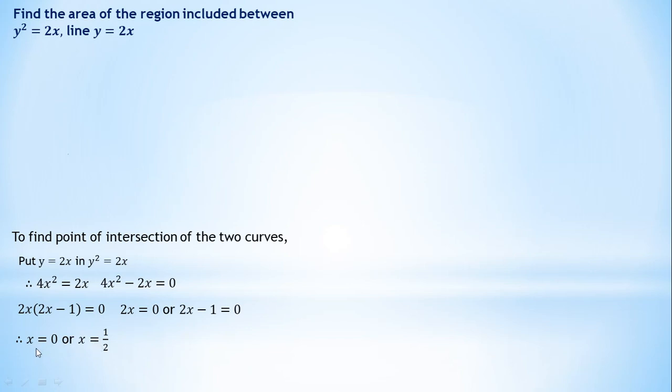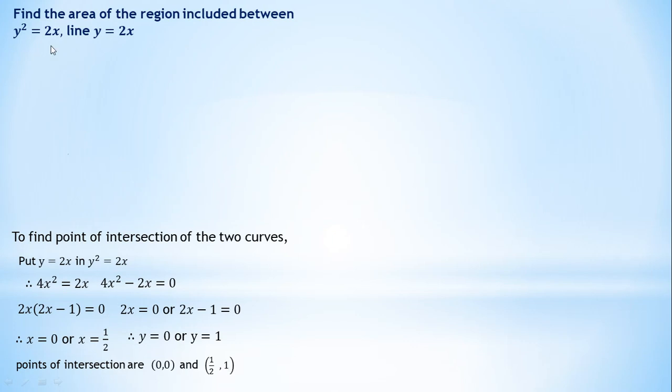If you put x is equal to 0 in any one of these equations, we get y is equal to 0. Similarly, if we put x is equal to 1 by 2, we get y is equal to 1. So when x is equal to 0, y is also 0, and when x is equal to 1 by 2, y is equal to 1. So the points of intersection between these two curves are (0, 0) and (1 by 2, 1).